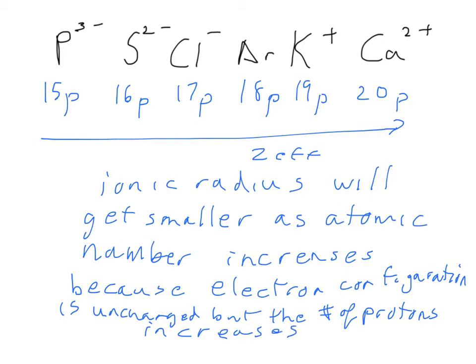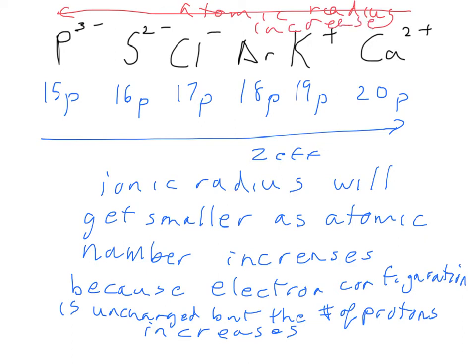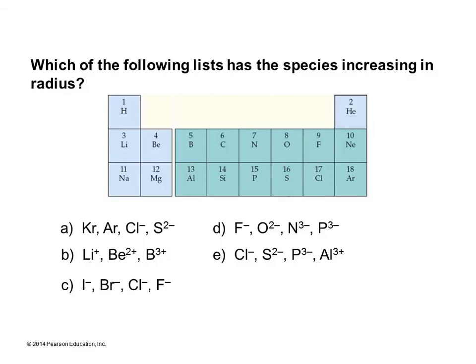And this fact that atomic radius decreases with increasing atomic number lets us do some very quick comparisons between atoms. For example, which of the following lists has the species increasing in radius? Read the question. All right, let's take them one at a time. Which of the following lists has the species increasing in radius?